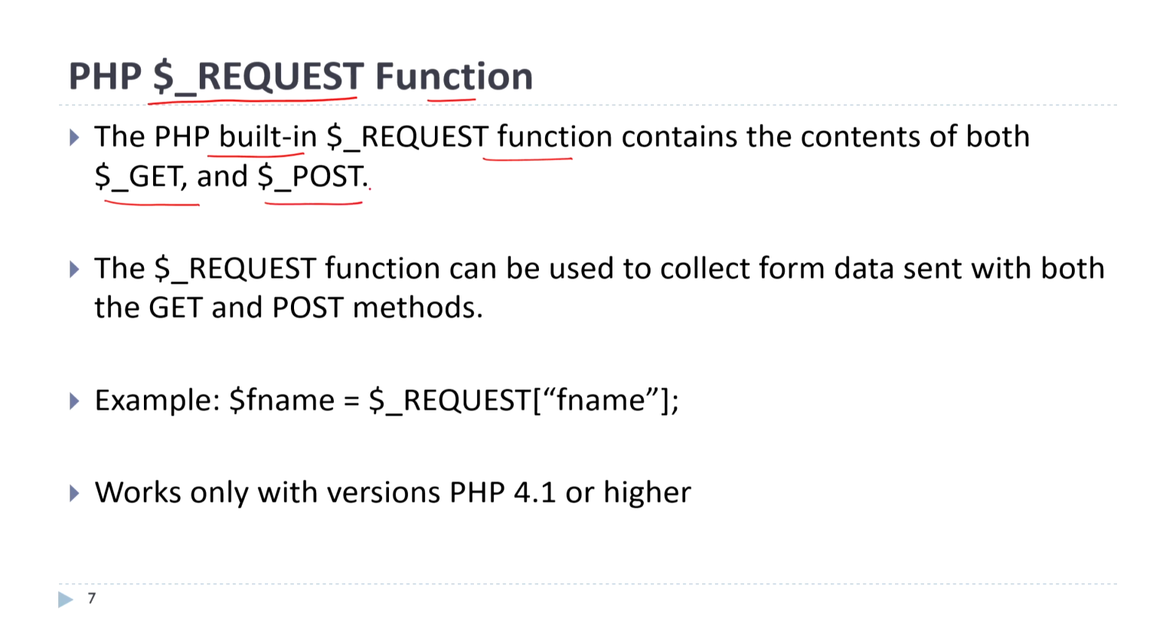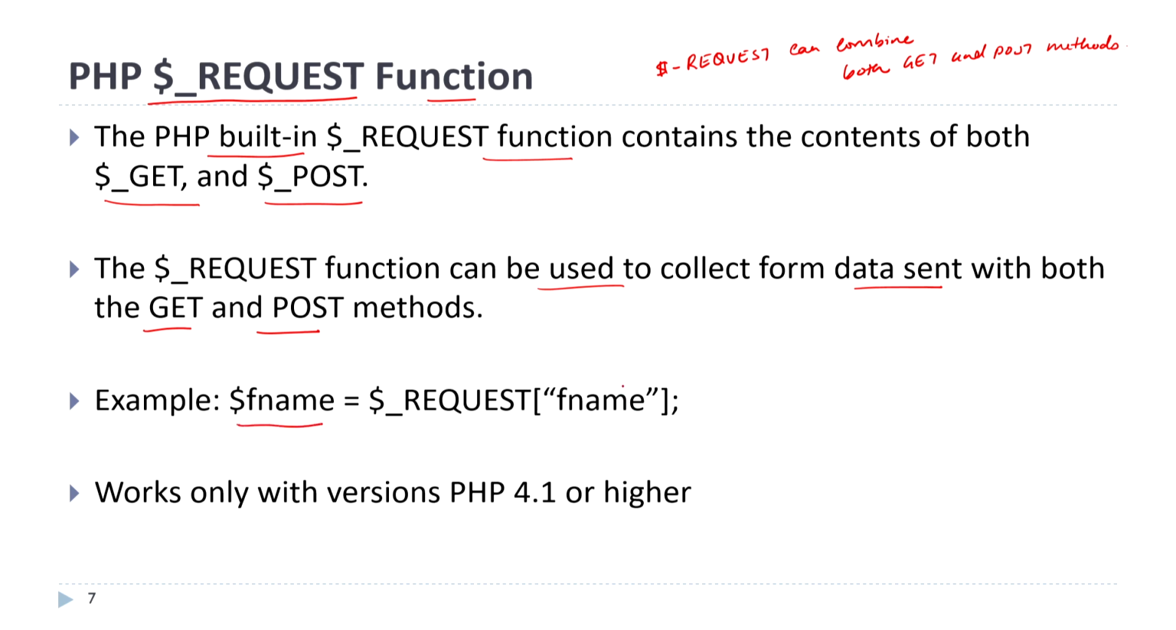Okay. So, $_REQUEST can combine both get and post methods. The request function can be used to collect form data sent with both get and post methods. So, instead of remembering whether it is get or post, just use request, that is another way to do it. An example is $fname equals $_REQUEST['fname'].